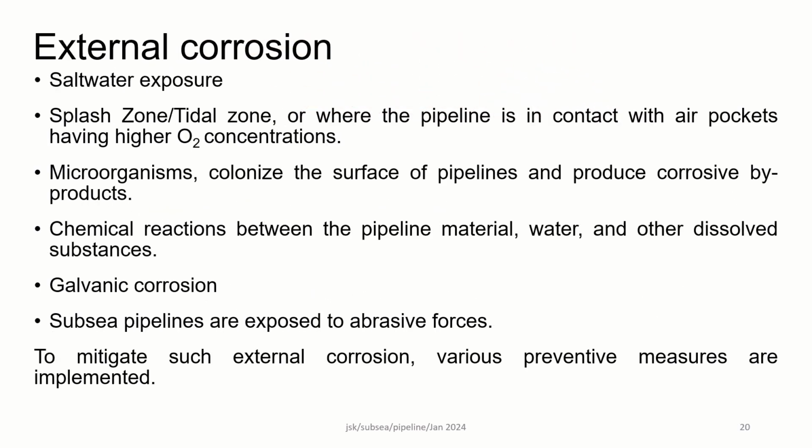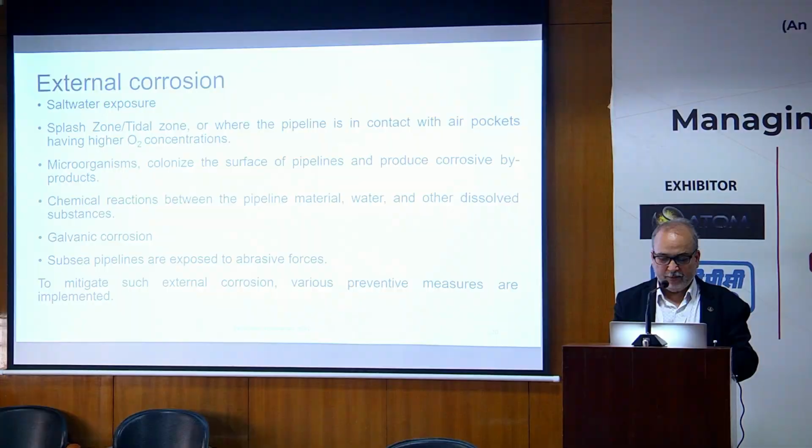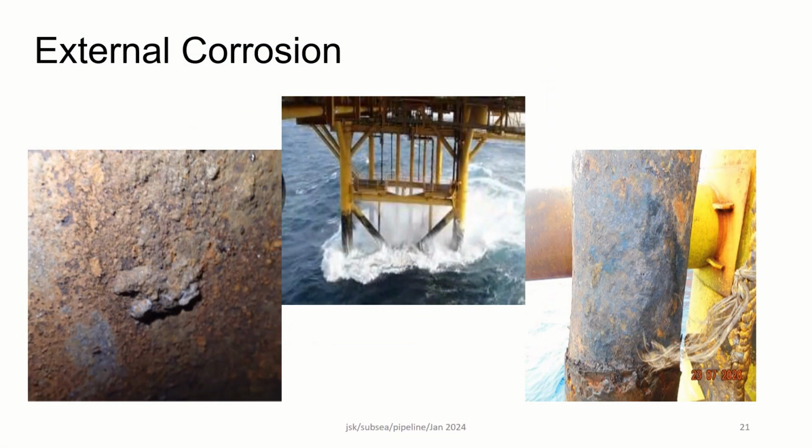For external corrosion, the pipelines are exposed to salt water and splash zones where the oxygen concentration is on the higher side. Then microorganisms colonize and destroy the pipelines. There are chemical reactions between the pipelines, water and the dissolved substances. We have galvanic corrosion also. Subsea pipelines are exposed to abrasive forces also. To mitigate such external corrosion, various preventive measures are implemented. So these are certain pictorial depictions where in the pipeline you could see the extensive damage being caused.